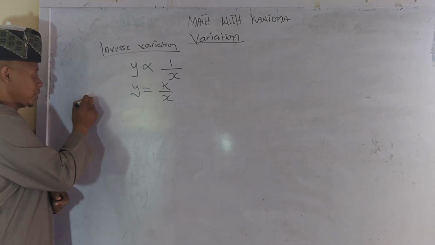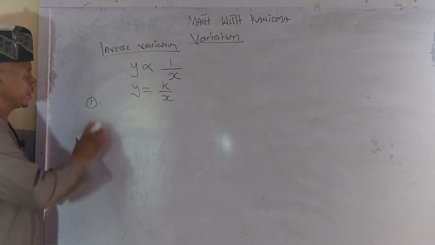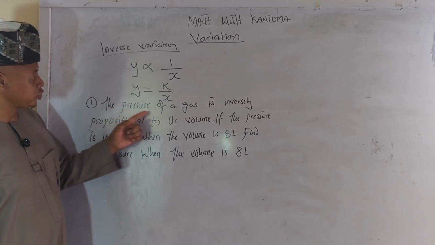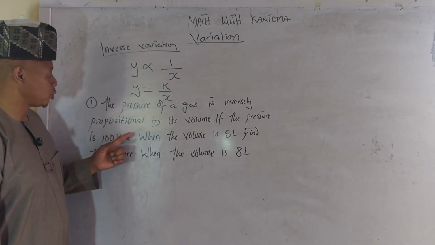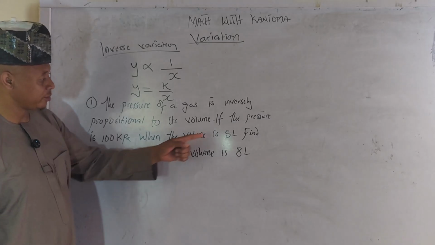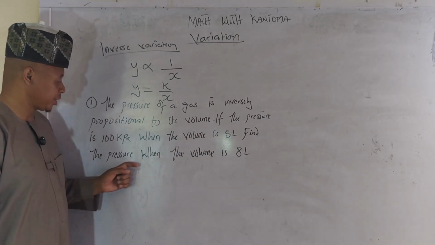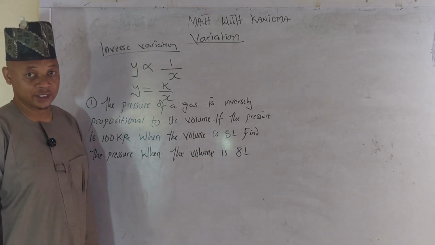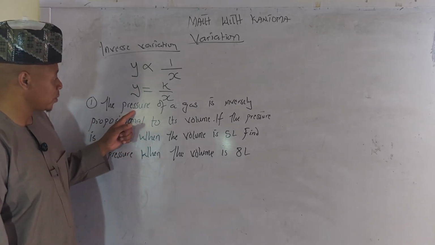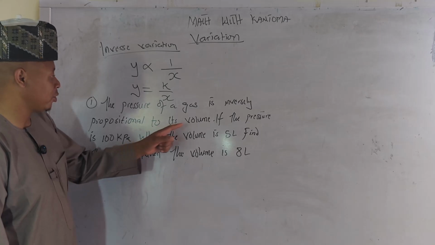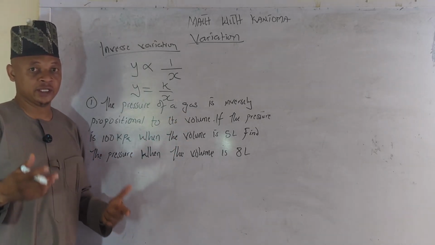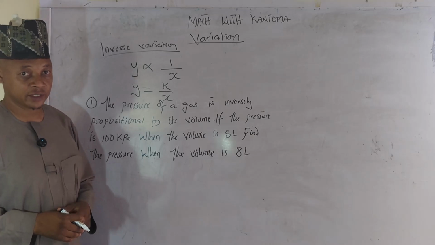So now I'll give you an example. Example 1: the pressure of a gas is inversely proportional to its volume. If the pressure is 100 when the volume is 5 liters, find the pressure when the volume is 8 liters. So now the relationship between the pressure and the volume of this particular gas is inversely related, meaning the relationship is on an inverse scale.